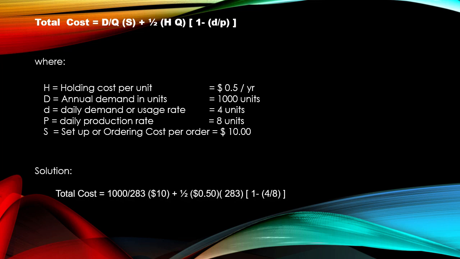So, I have this solution. Total cost equals 1,000 over 283 times 10 plus 1/2 of 0.50 times 283 times 1 minus 4 over 8. So, I have my total cost in here, $70.72. So, that is all for production order quantity.